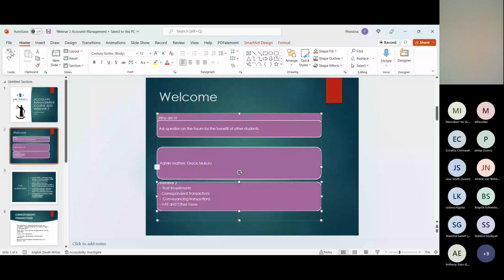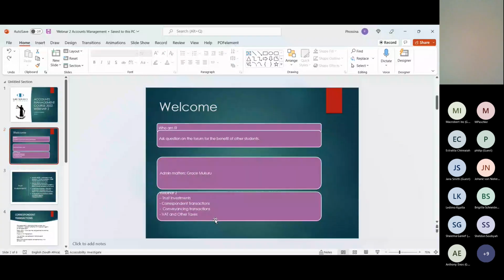Okay, in our webinar 2, we're going to look at trust investments, correspondent transactions, and conveyancing transactions, and then we are going to have a look at VAT and other taxes. But our thrust will be on VAT. So these 4 topics are the ones that are going to form part of our assignment 2.